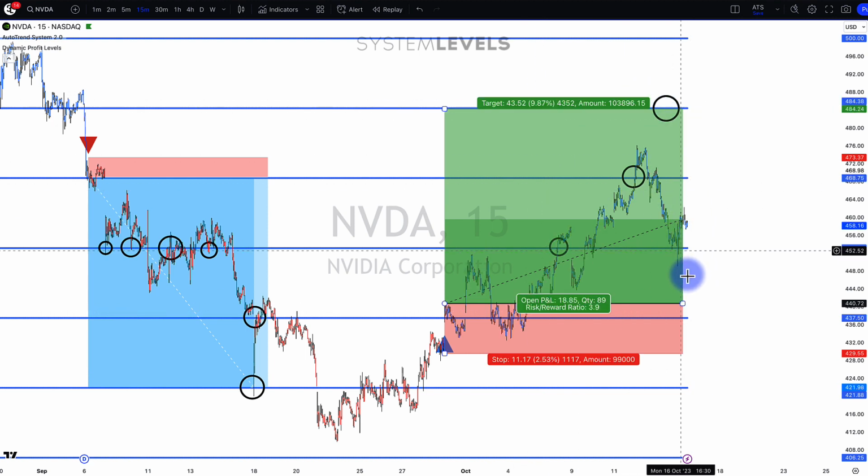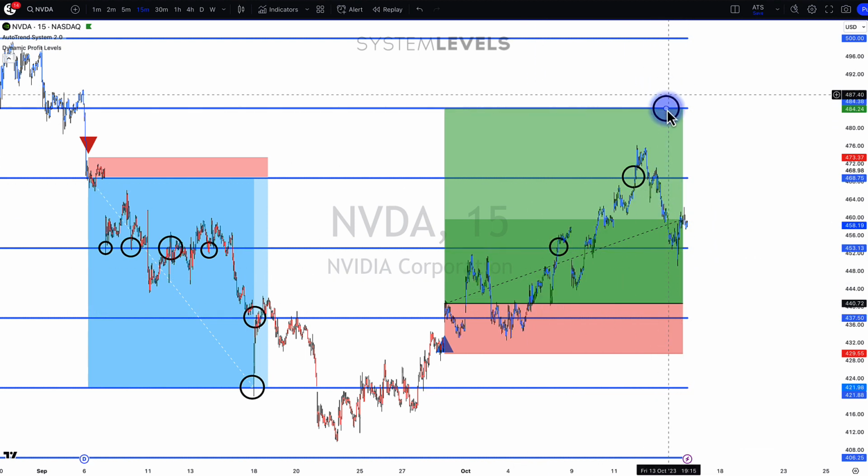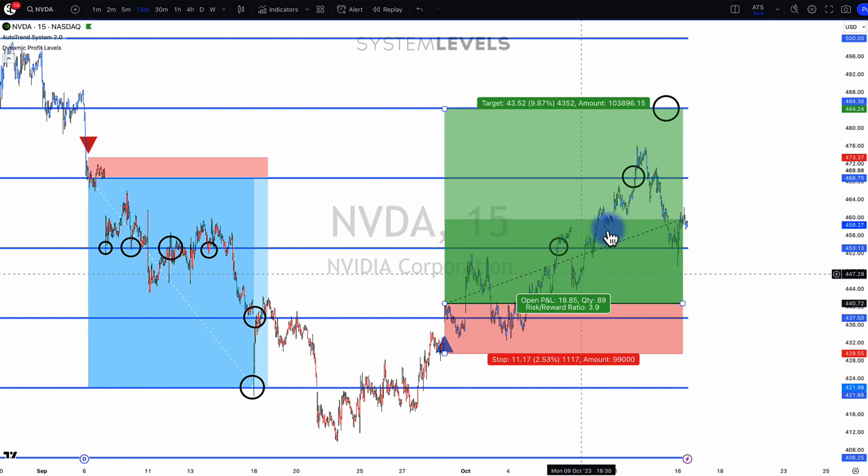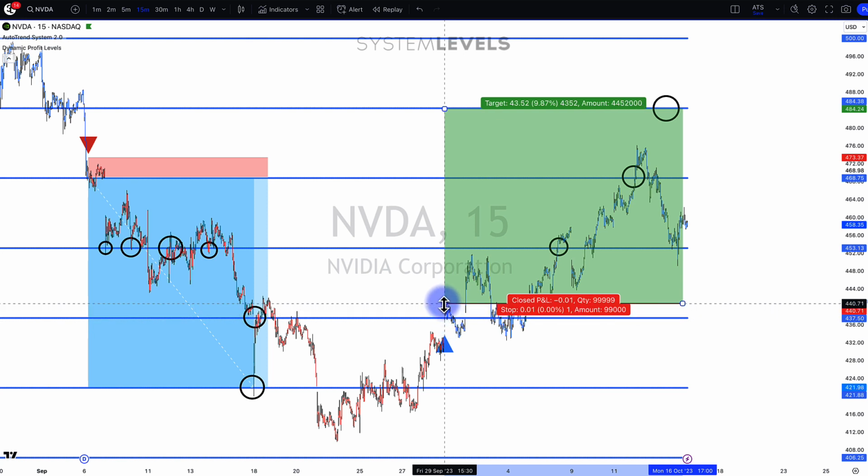If it doesn't hit that level, no worries, because as soon as I take my first partial profit, my stop loss needs to always come up to break even.